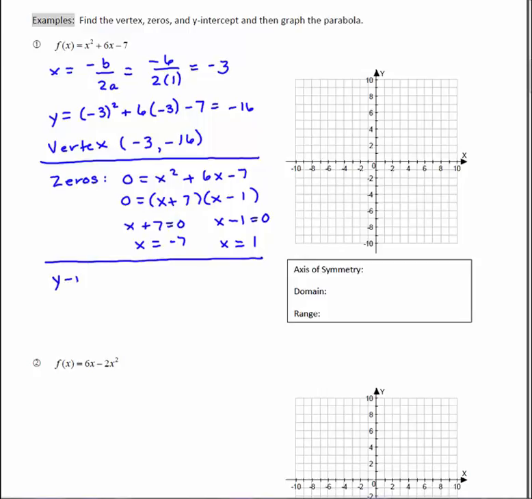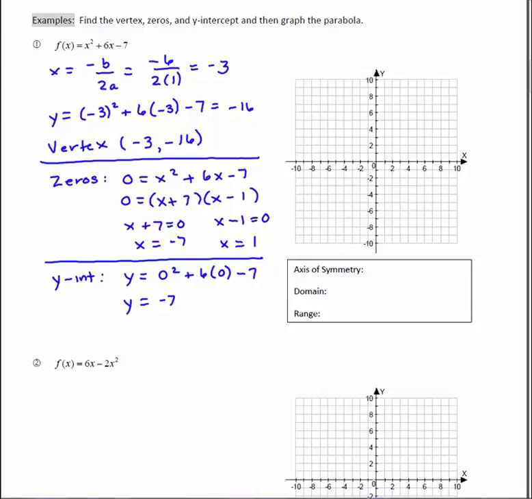Finally, I want my y-intercept, and I can get that by setting x equal to 0. So I just have 0 squared plus 6 times 0 minus 7, or y equal to negative 7. Let's put all that information on the graph.